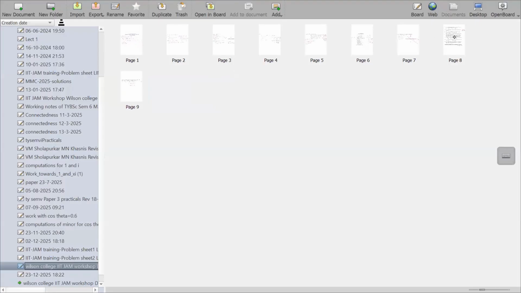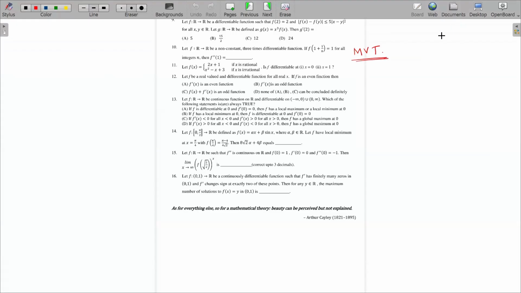Now I'm going to last time's problem sheet. I left one question unattempted and I want to catch up on that. So I'm just going back. I want to deal with question number 10. I asked you to try it out. I wrote the mean value theorem as a hint.